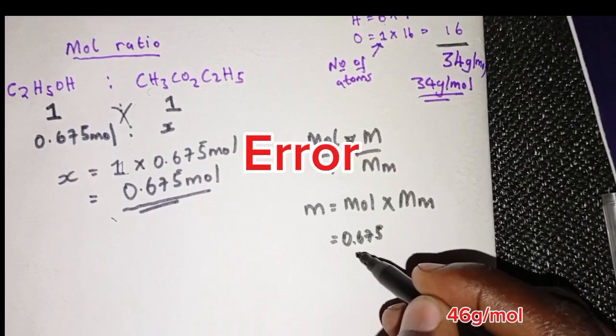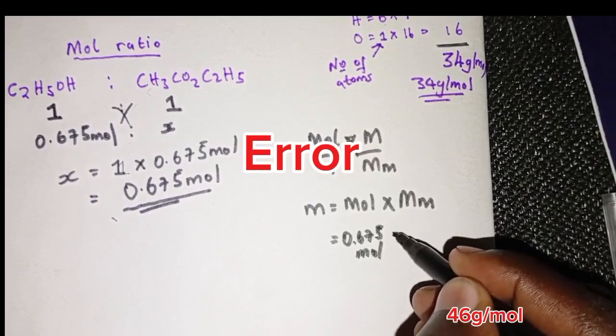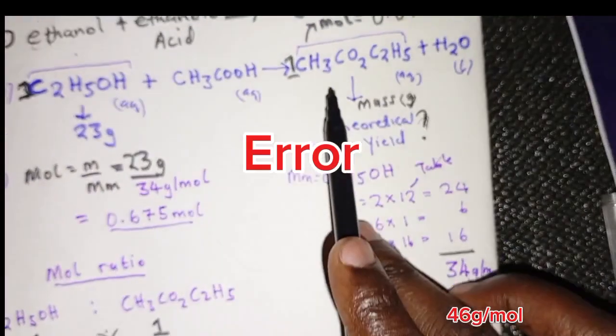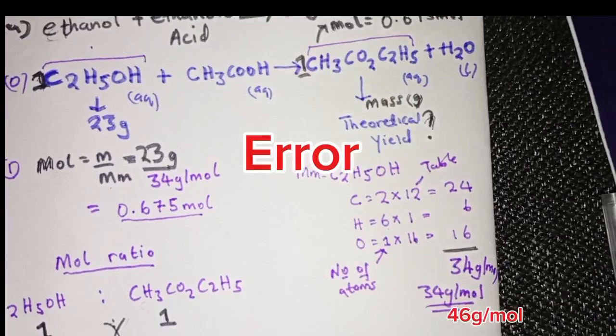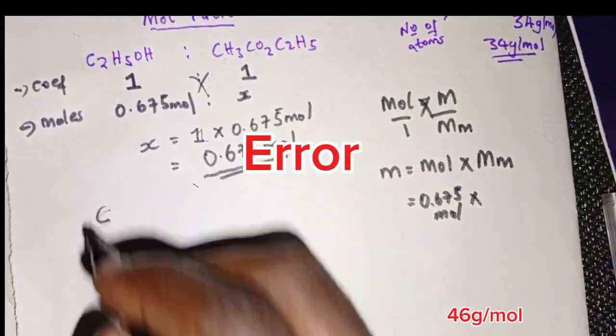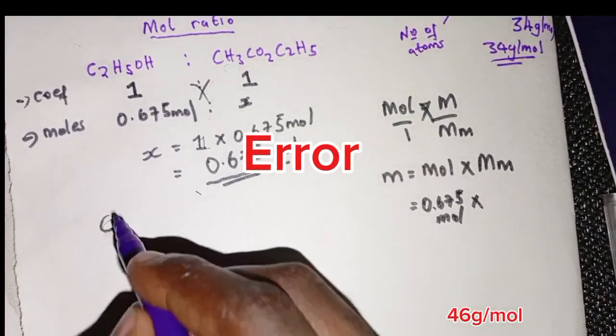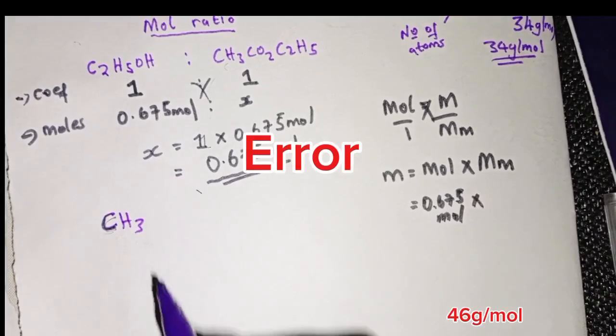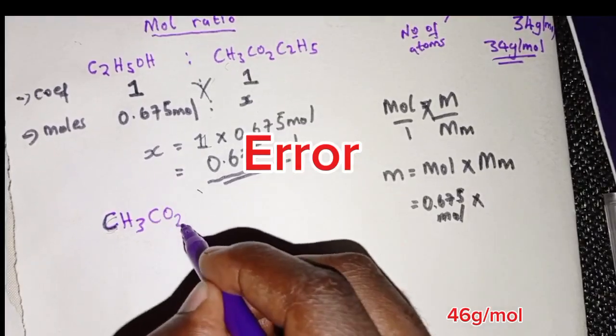0.675, okay? Moles multiplied by the molar mass. Molar mass now, molar mass for what? We're finding this. So CH3CO2C2H5, let's find the molar mass quickly. So you have C, H3, CO2, C2H5.